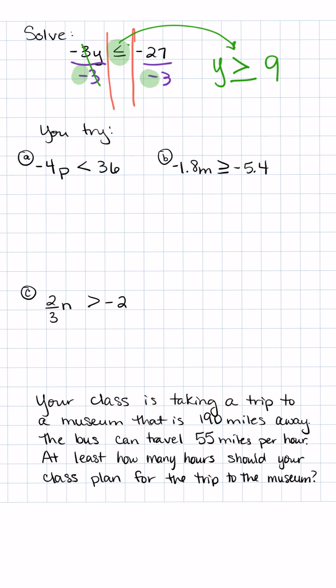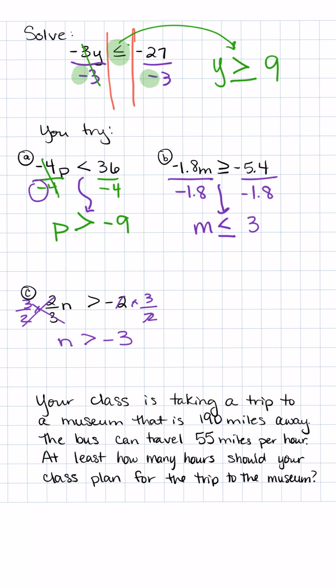So go ahead and pause this video and try the next 3 on your own. Come back and check to see how you did. Okay, so this is what you should have got. The first two, if you see, we have negatives, so therefore the inequality got switched in the other direction. Same for this one.